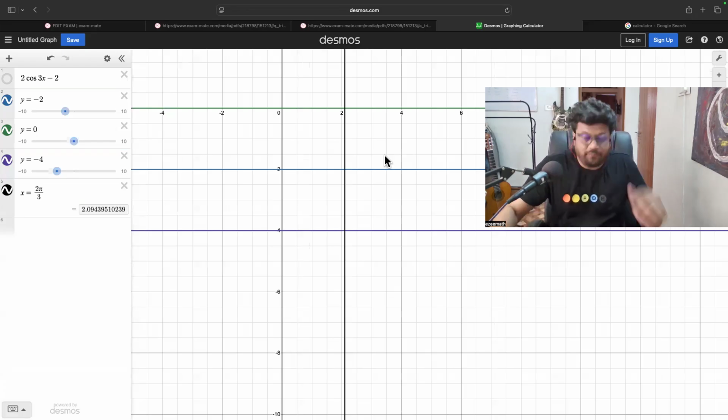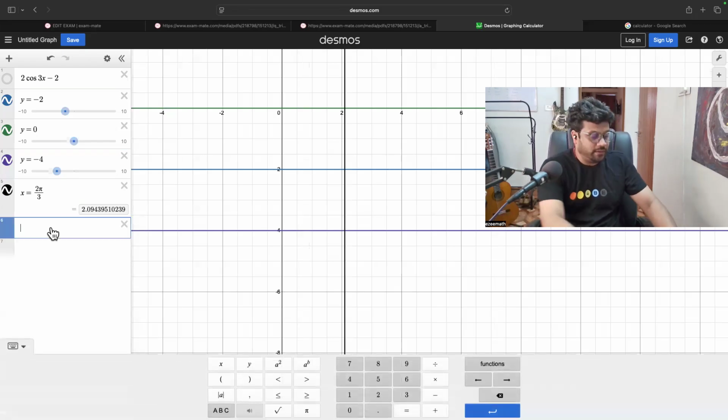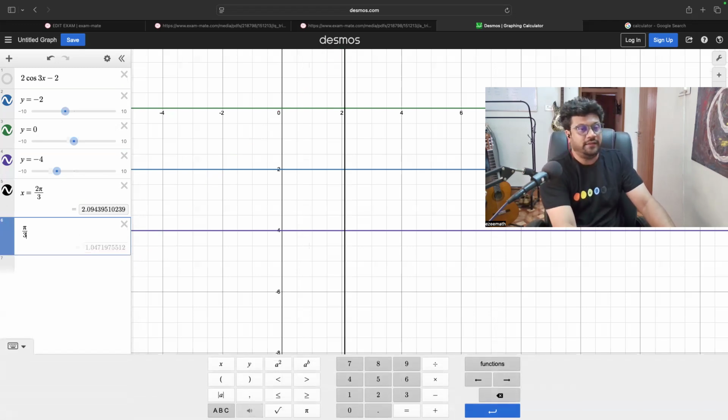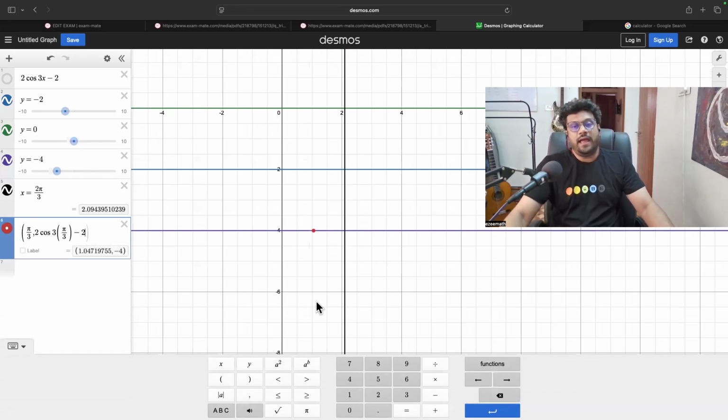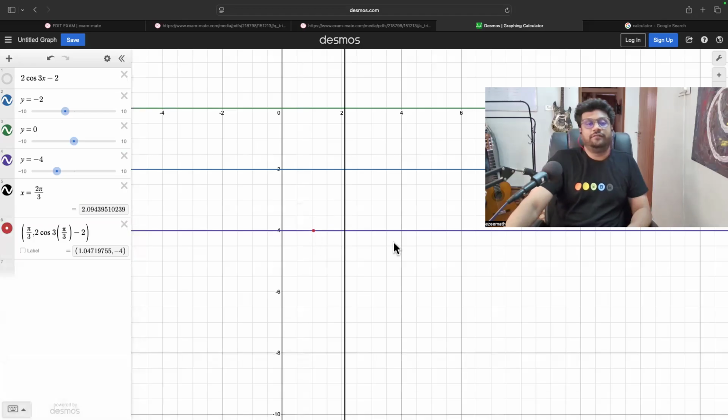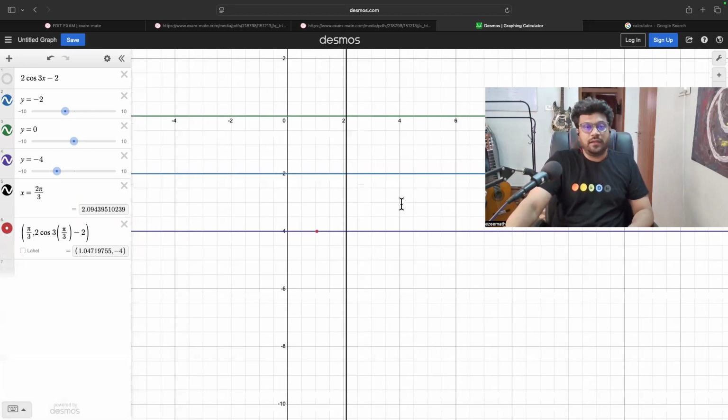Now, I'll take one random point. Let's take a pi by 3 maybe. X equal to pi by 3, and obtain the y corresponding to it. I won't do any calculations here. I'll let Desmos do it. 3 in place of x, I'm supposed to have a pi by 3 minus a 2, and there it is, 1 point on the curve, pi by 3 and a minus 4. Okay, fine.